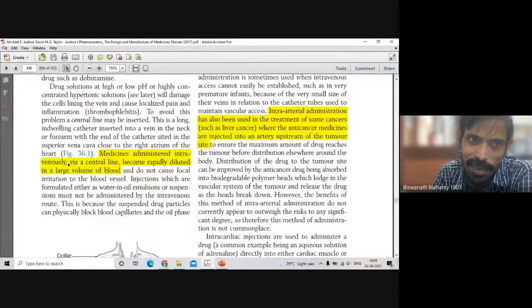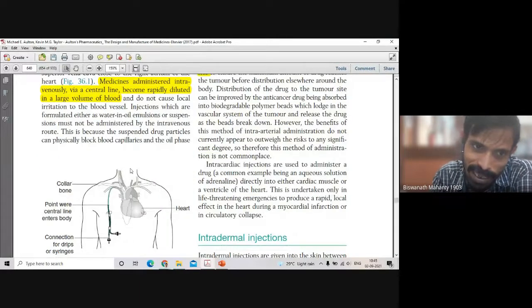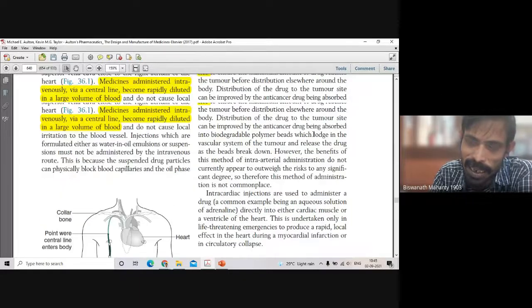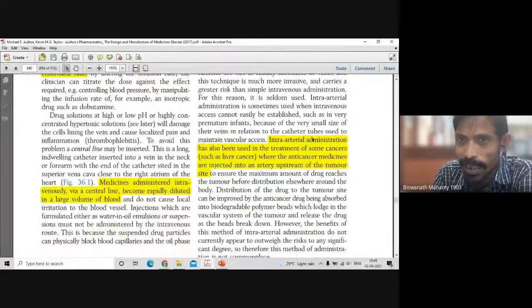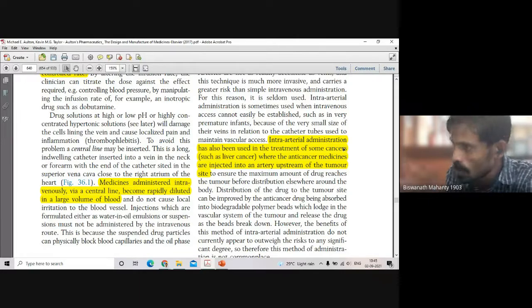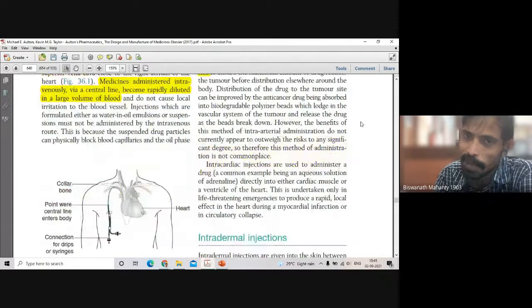Medicine administered intravenously via a central line becomes rapidly diluted. I told you, right? We can put some catheterized connection, a drip we can put. So we can connect it into the main central line and we can release it. So these kinds of injections can be really easier. Intra-arterial administration is also there, but very rare. I told you, like in liver cancer, they can try to put the drug upstream of the liver in the artery. Why? Because that will deliver the whole drug into the artery. That is the only advantage we can have. So in these kinds of situations, people may go for intra-arterial injections.